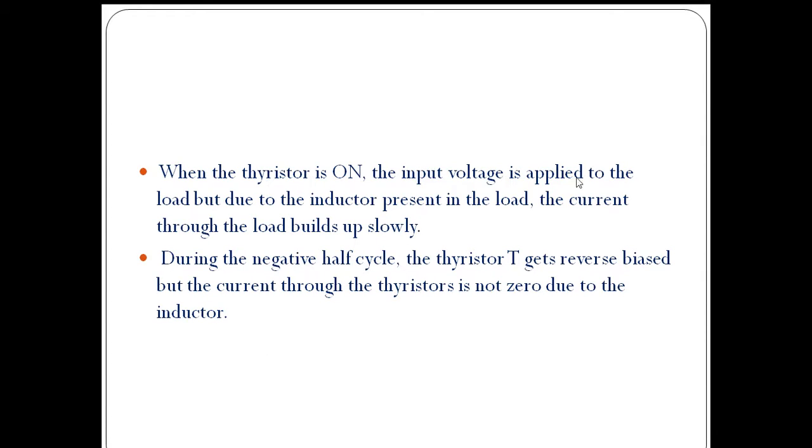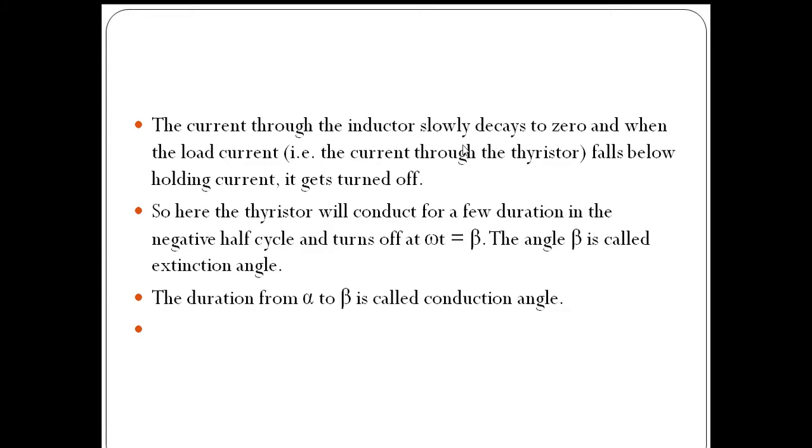During the negative half cycle, the thyristor T gets reverse biased, but the current through the thyristor is not zero due to the inductor. The current through the inductor slowly decays to zero, and when the load current falls below the holding current, the thyristor gets turned off. So here the thyristor conducts for a short duration in the negative half cycle, and it turns off at omega t equal to beta. This angle beta is called the extinction angle, and the duration from alpha to beta is called the conduction angle.